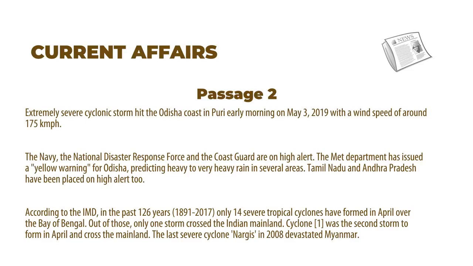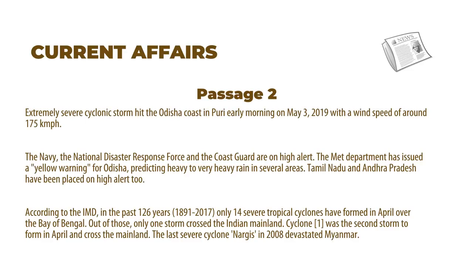Extremely severe cyclonic storm hit the Odisha coast in Puri early morning on May 3, 2019, with a wind speed of around 175 km per hour. The Navy, the National Disaster Response Force, and the Coast Guard are on high alert. The Met Department has issued a yellow warning for Odisha, predicting heavy to very heavy rain in several areas. Tamil Nadu and Andhra Pradesh have been placed on high alert too.